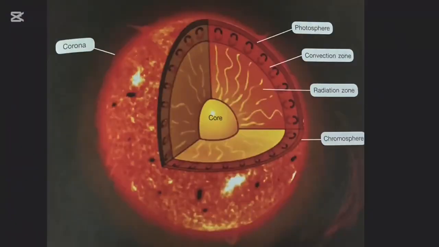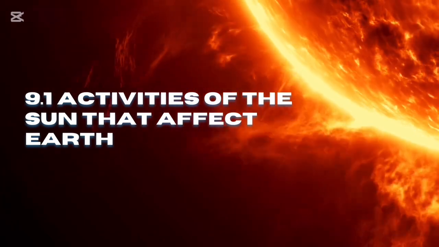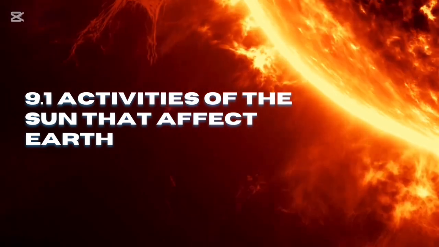This is the structure of the Sun. It is divided into 3 layers: corona, chromosphere, and photosphere. 9.1. The activities of the Sun that affect the Earth.